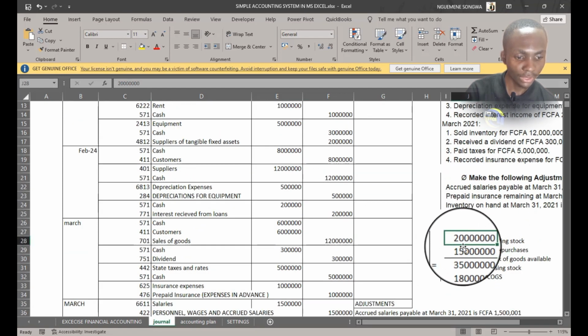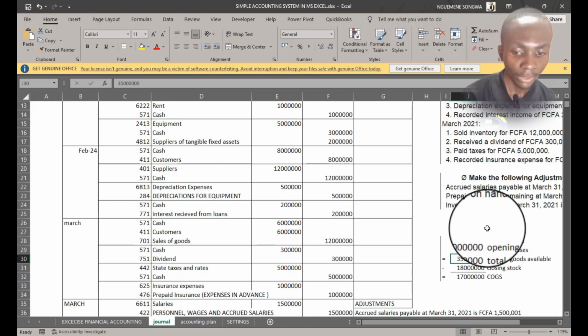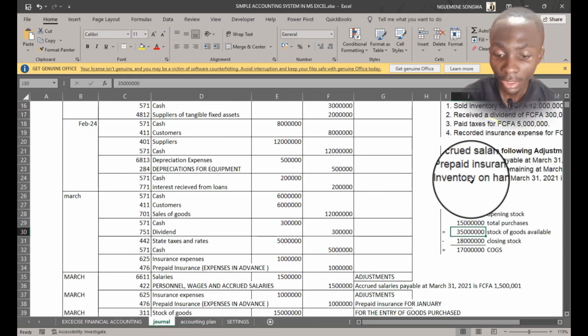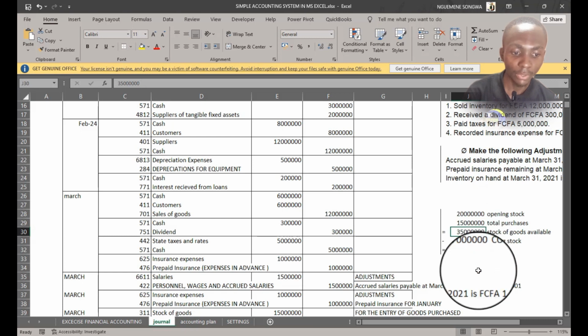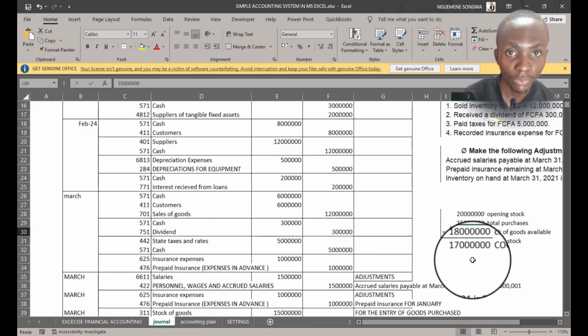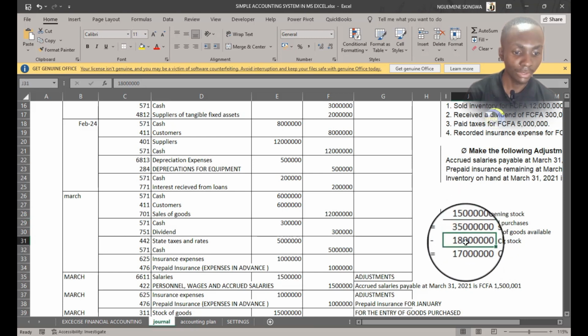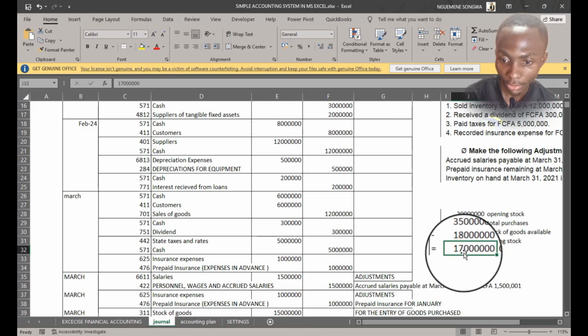So opening stock plus purchases gives us the stock of goods available, which here is 35 million. If we are given the inventory balance at the end of the period, it definitely means that we are working with the periodic inventory management system. With this system, it is only at the end of the period that we verify the stock situation. For that, we need to know the cost of goods sold. To get it, we take the opening stock plus purchases minus the closing stock, which is 18 million. It definitely means that the cost of goods sold is 17 million. So we have sold twice.